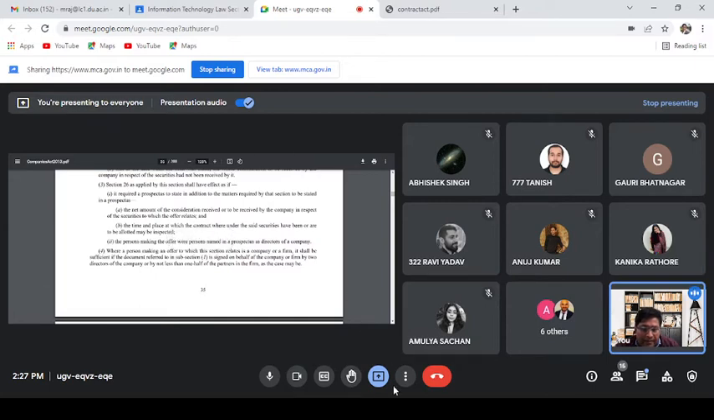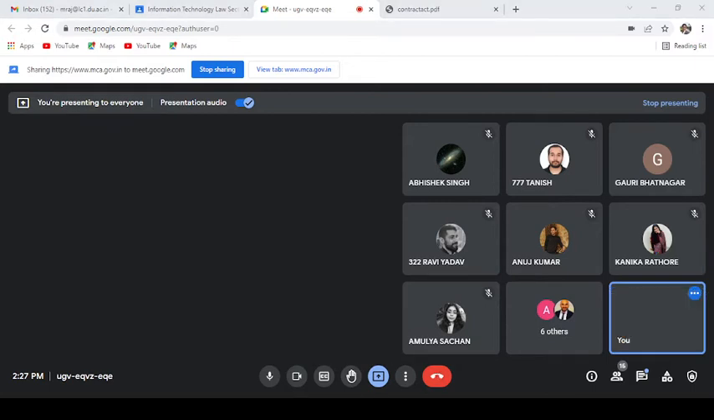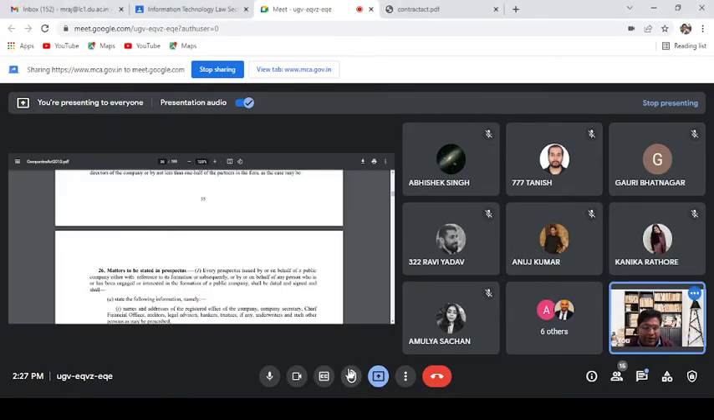Now, coming to the next, the third kind of prospectus is the shelf prospectus. See, the idea of the shelf prospectus is, suppose the company wants to make a public offer, but it does not want to sell all the securities at once. Suppose the company wants to sell 100 shares in the month of January, then the next 100 shares in June, then the next 100 shares in October.